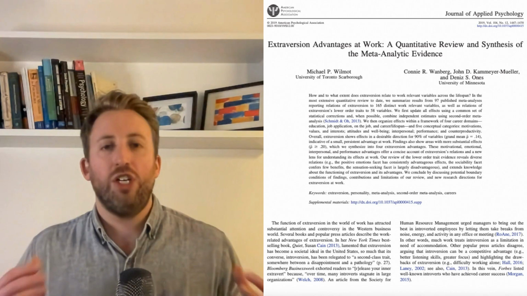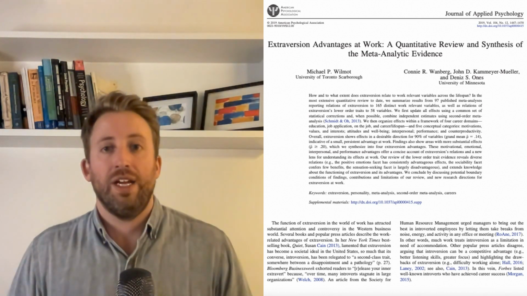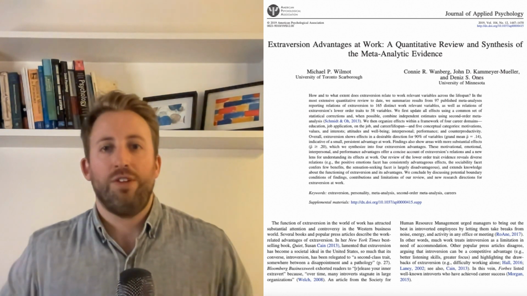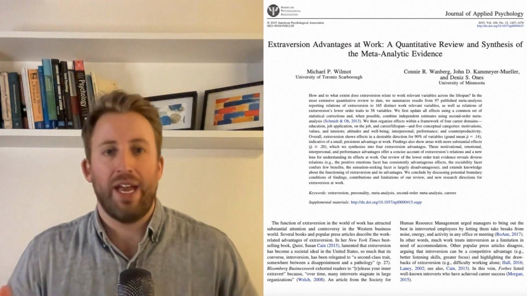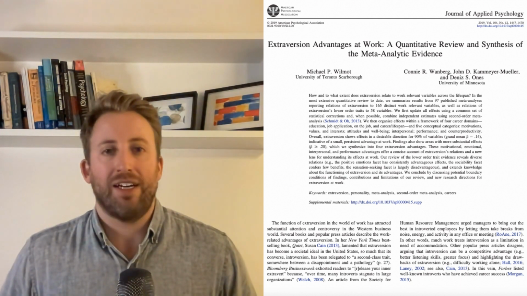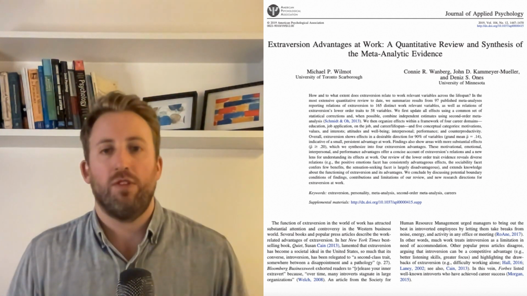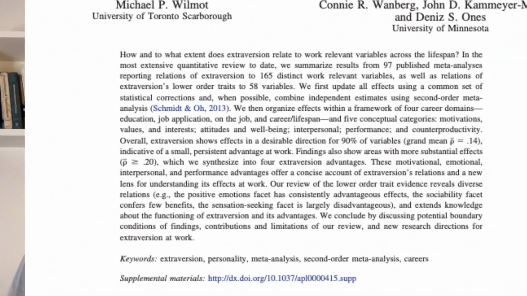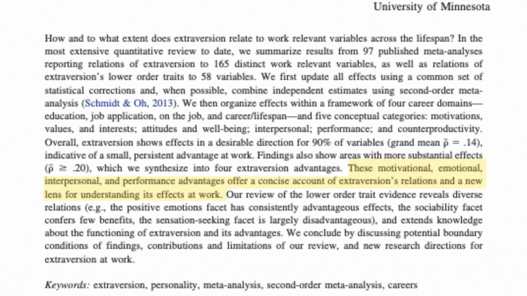In 2019, a huge meta-analysis was published on extroversion. And this wasn't just any meta-analysis. It was a meta-analysis of 97 other meta-analyses, which examined extroversion's impact on diverse outcomes like education, job performance, and career lifespan. They concluded that extroverts seemed to have, firstly, a motivational advantage, likely due to heightened sensitivity to rewards. But they also had an emotional advantage, positive emotions contributing to resilience and better stress handling. Third, they had an interpersonal advantage, a known strength of extroverts, boosting leadership emergence and persuasiveness, particularly useful in sales.